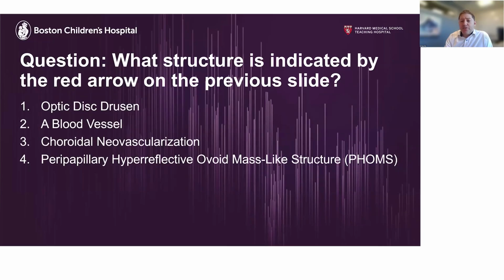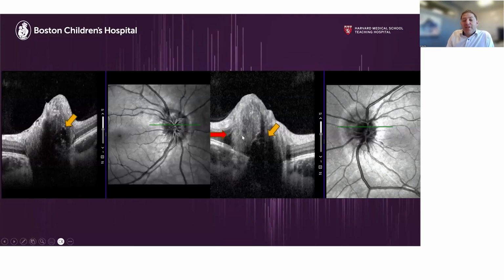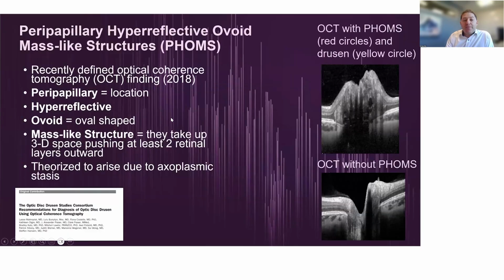All right, so perfect. So kind of a split audience in terms of what we see. But most people think it's a PHOMS, and you guys would be correct. It is a PHOMS, and optic disc drusen is on this picture, but let's go back to it for a second. So the red arrow is pointing over here, which is a PHOMS, and the orange arrow is pointing over here in both, and these are hyporeflective cores with hyperreflective borders, which are indicative of those calcifications. And we'll talk about them a little bit more.